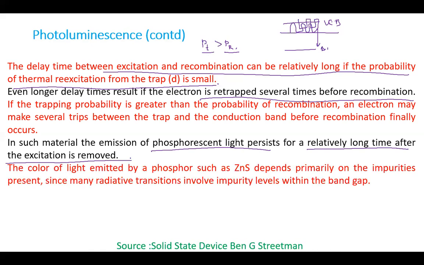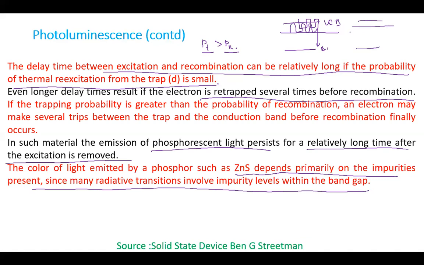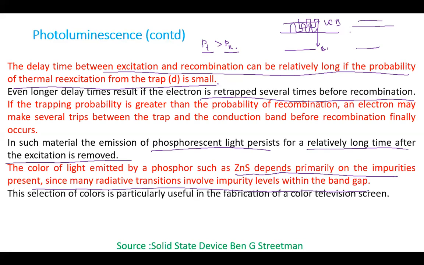The color of light from phosphors, such as zinc sulfide, depends primarily on the impurities present, since many radiative transitions involve impurity levels within the band gap. So if you add impurity levels within the band gap, this gives you particular levels, and this decides what kind of color you are going to obtain. This is useful in the fabrication of color television screens.